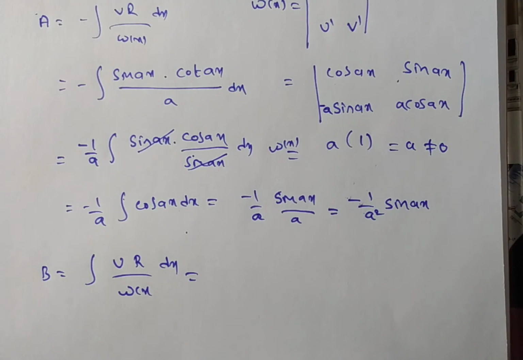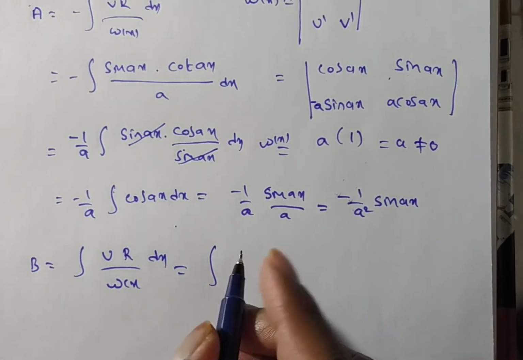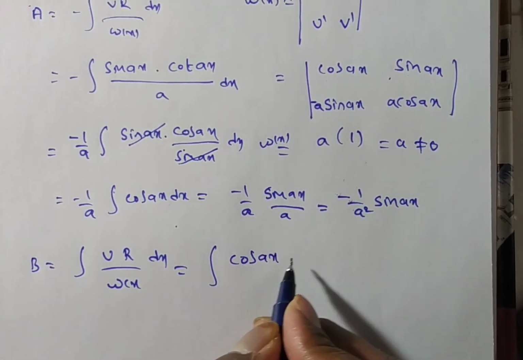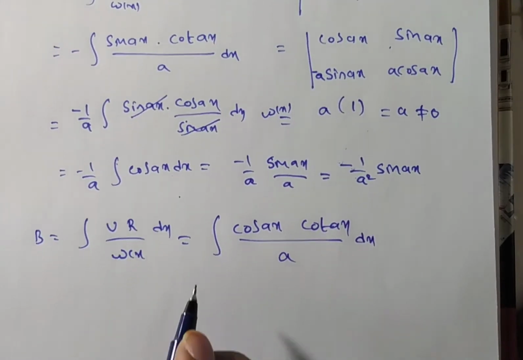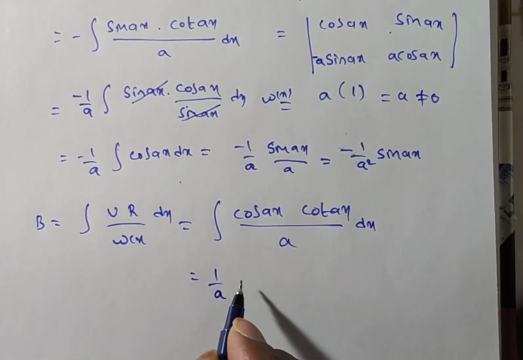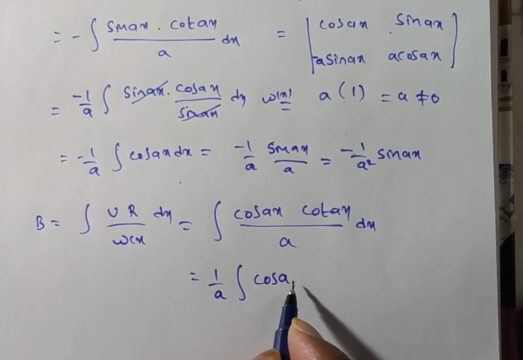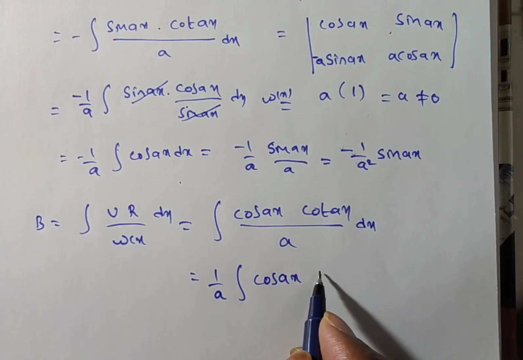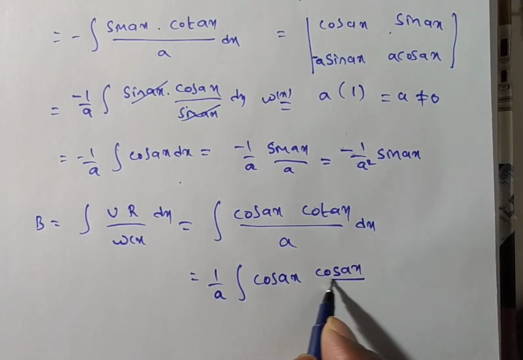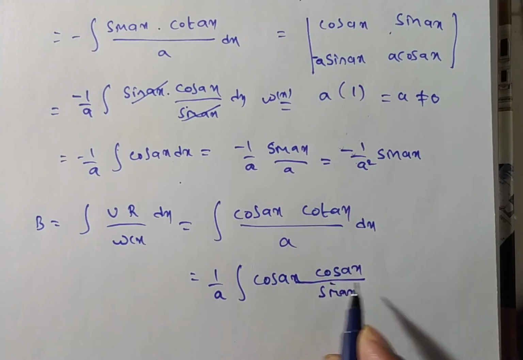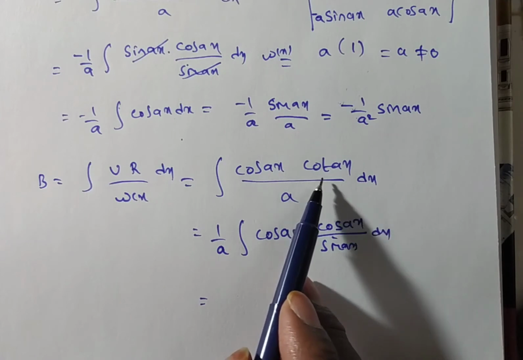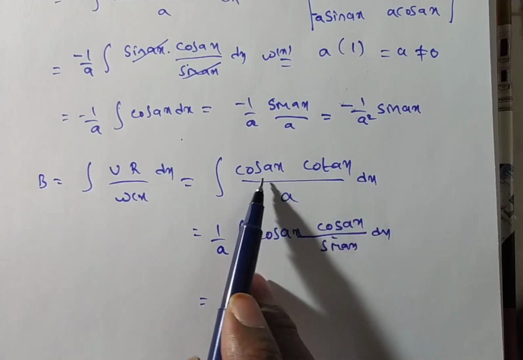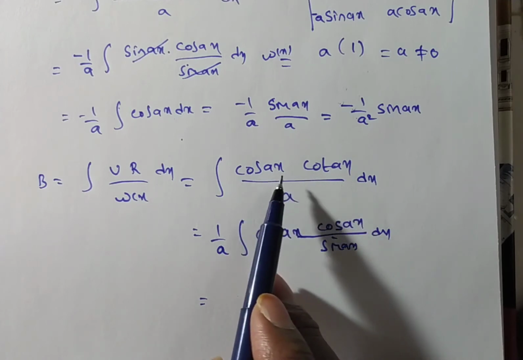So in this case we have the integral of u, which is cos ax, times r of x, which is cot ax, divided by a, into dx. So this is equal to 1 by a, a constant I am writing outside, and in the numerator I have cos ax, and cot ax I can write as cos ax by sin ax, into dx. Friends, in the numerator I have cot and cosine, so a product of two functions. Product of two functions means the UV rule, the Leibniz rule, you need to apply.